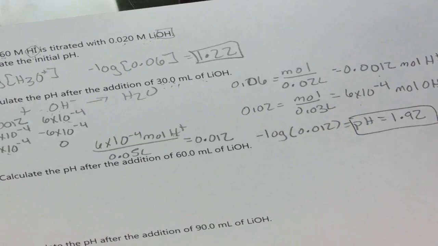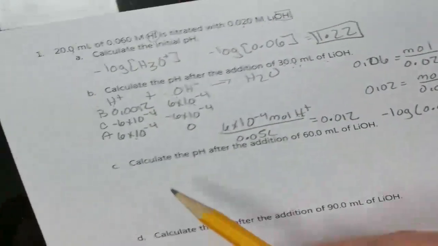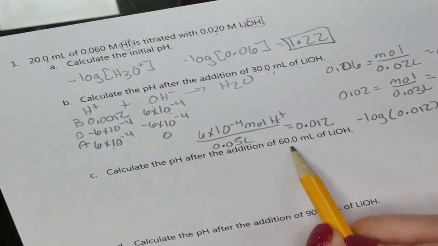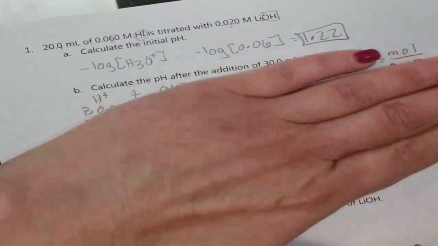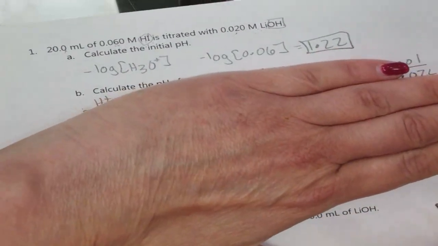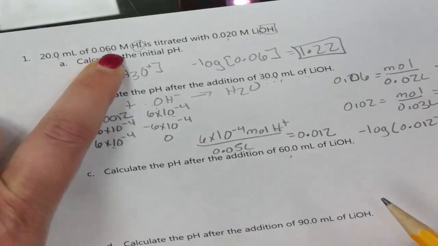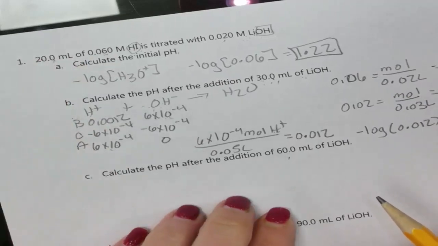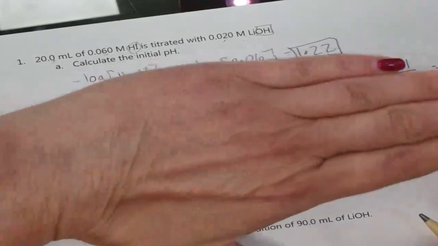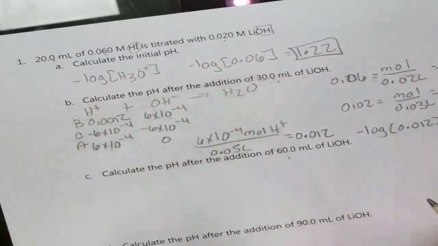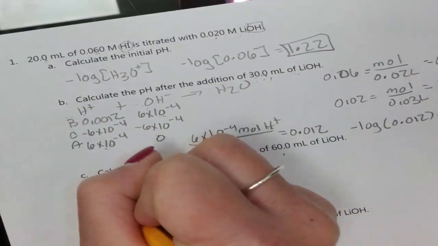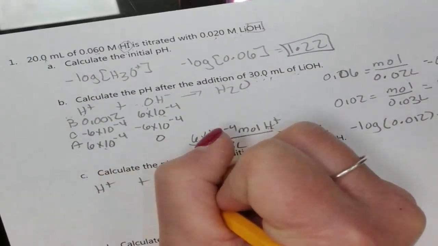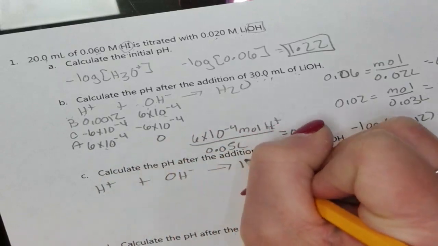All right, let's say I had 60 total. So we'll pretend like I haven't added the 30. I'm at the 20, the 0.06 and the 20, and now my total volume I add is 60. So this is another problem, okay? So let us start here with our H plus and our OH minus is going to give us water.